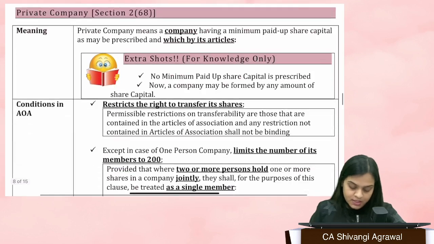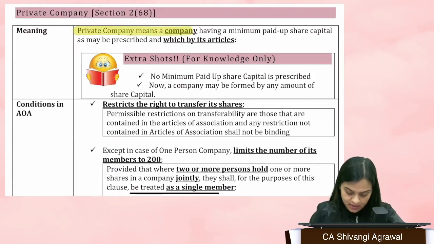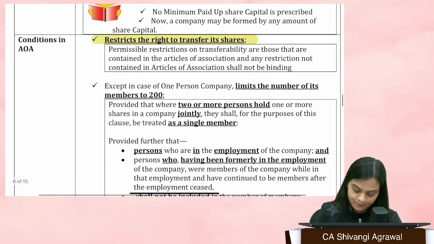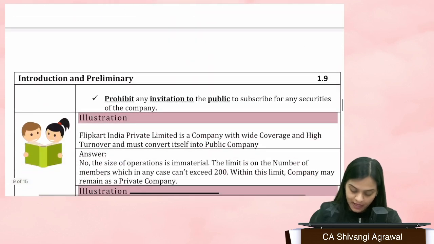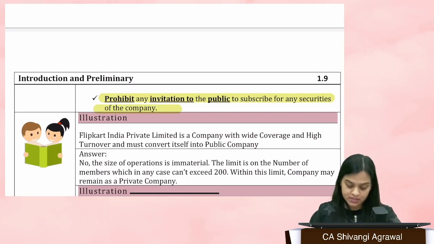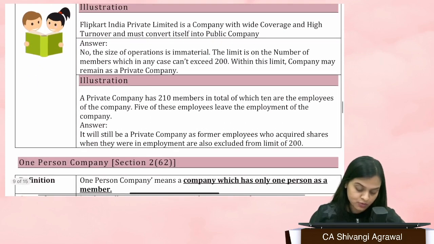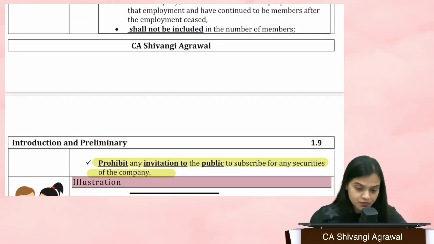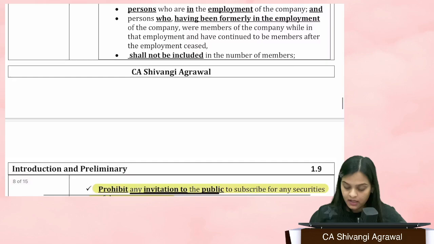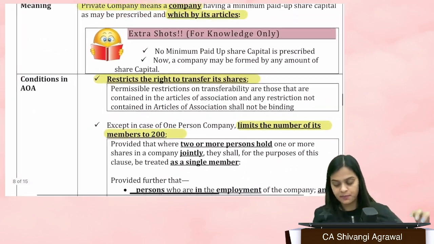Fine. So a private company means a company which by its articles restricts the right to transfer the shares, limits the number of its members to 200, and prohibits any invitation to the public to subscribe for any securities of the company. Fine? Now, as I told you, I have also given you the example of Flipkart India Private Limited. The same example is being given here also. Okay? Fine. Now there is something more in depth.